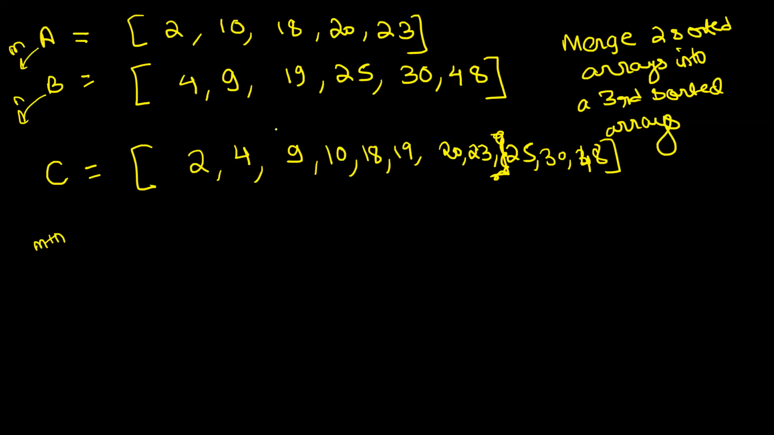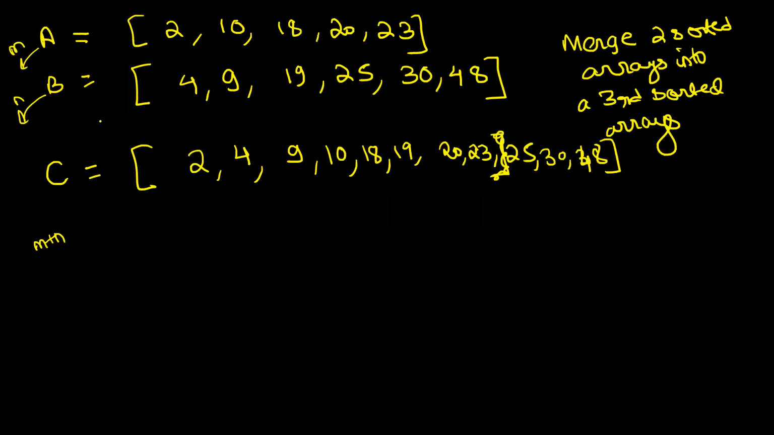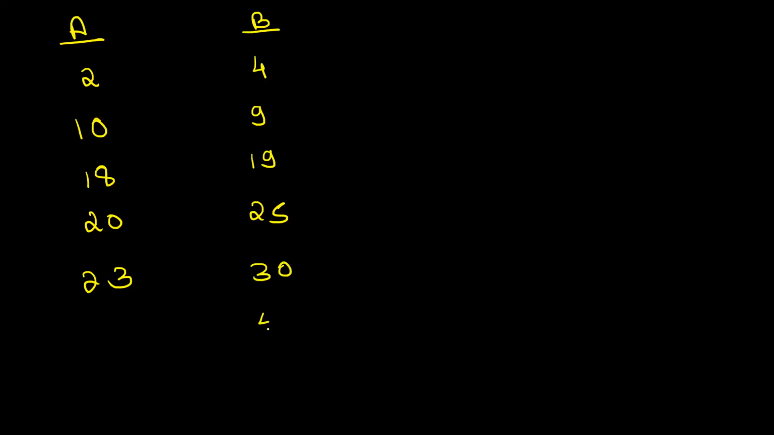So for your understanding, I am drawing the arrays top to down, right? It helps us to understand the algorithm more clearly. So array A is 2, 10, 18, 20, 23. And what is array B? Array B is nothing but 4, 9, 19, 25, 30, 48. So these are the two arrays which are sorted in themselves. And I will be constructing a new array C, which will consist of all the elements of A and B in sorted order.